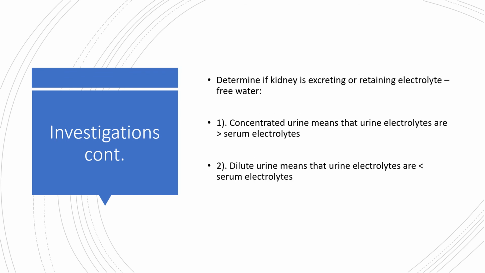Still on investigations, we have to determine if the kidney is excreting or retaining electrolyte-free water. Then we can do this by finding out that the kidney is having the capability to concentrate the urine, meaning that urine electrolytes are greater than serum electrolytes. Or the kidney is diluting the urine, meaning that urine electrolytes are less than the serum electrolytes.